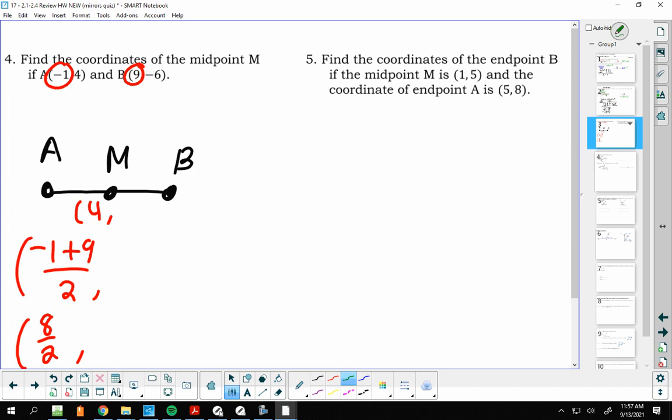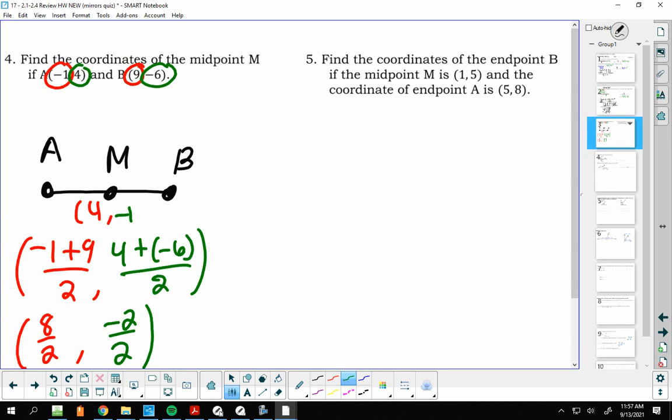And for the y values, we add them together. 4 plus negative 6. So 4 plus a negative is minus. So 4 minus 6 is negative 2. Okay. And half of negative 2 is negative 1. Write this down. And that is negative 1. So there's the coordinates of my midpoint N.